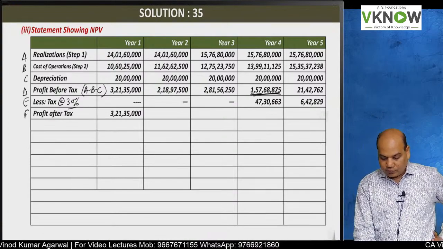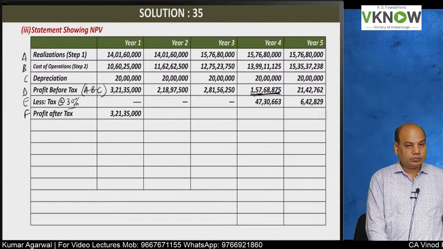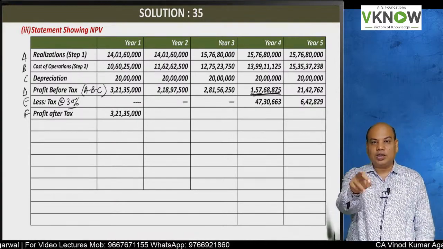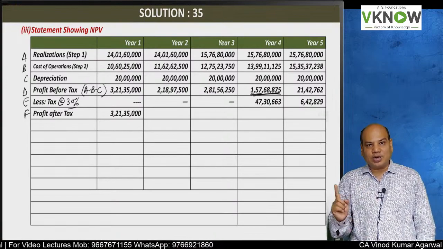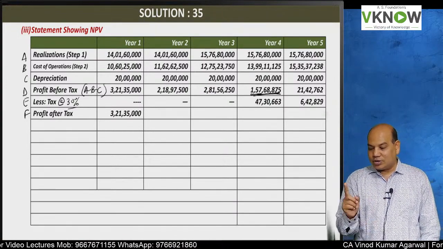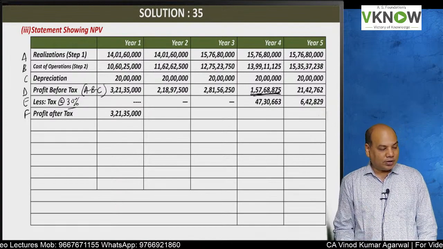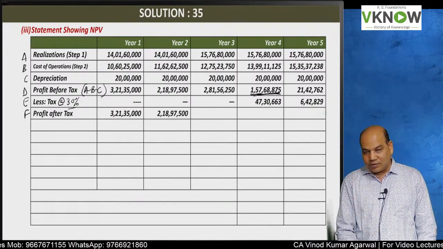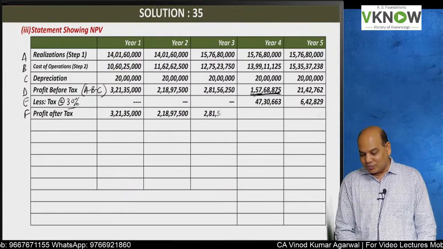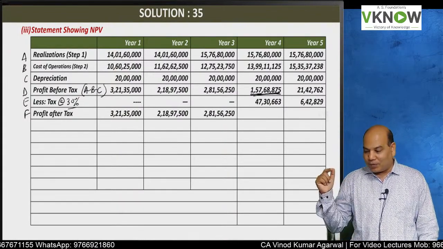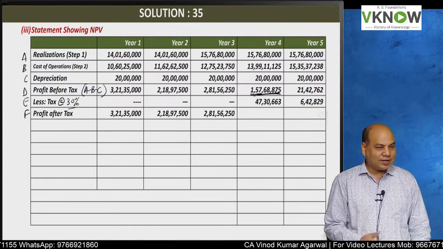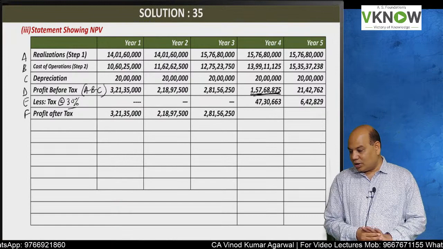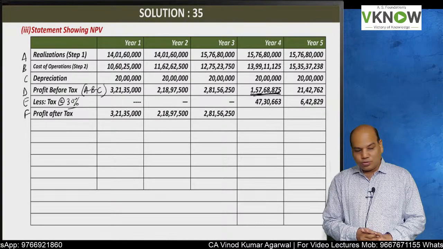Point number F, profit after tax. Come on, profit after tax for the first year, second year and third year I will tell you without a calculator. Check my ability. First year 3 crore 21 lakh 35,000. Second year 2 crore 18 lakh 97,500. Third year 2 crore 81 lakh 56,250. Yes, without calculator. The last two easy ones you will try.